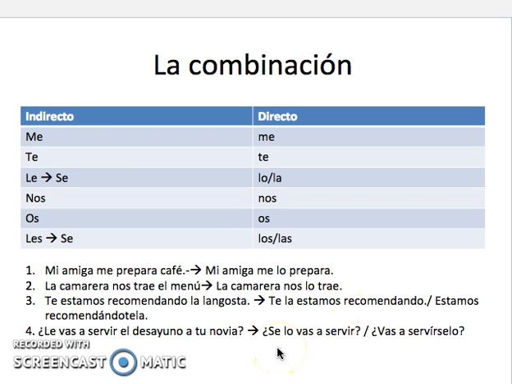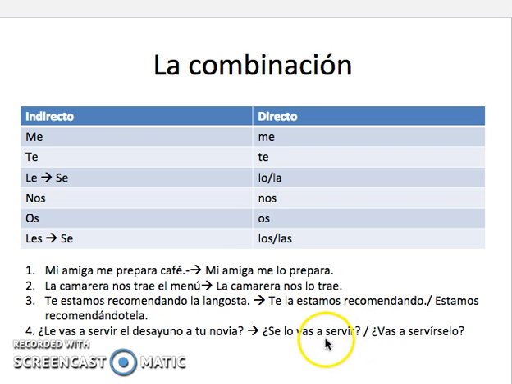Aquí tenemos, ¿le vas a servir el desayuno a tu novia? So are you going to serve breakfast to your girlfriend, right? So if we want to do the same question but with pronouns in it, so are you going to serve it to her, right? We're going to have se lo vas a servir, okay? So lo is for the desayuno, y se is for the novia, right?